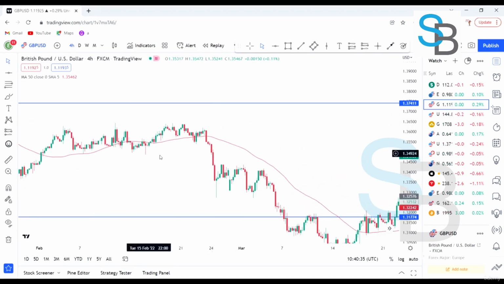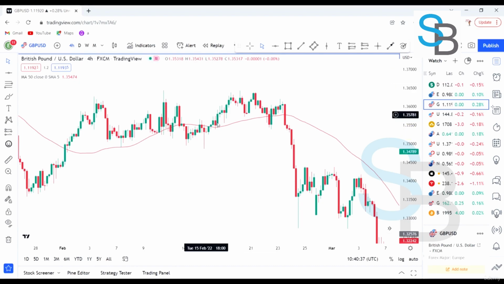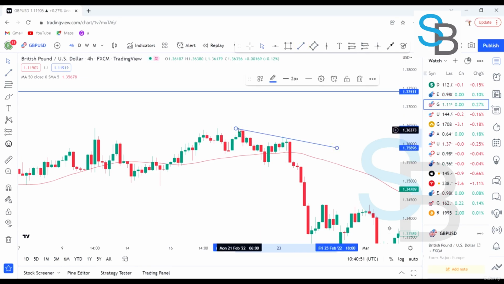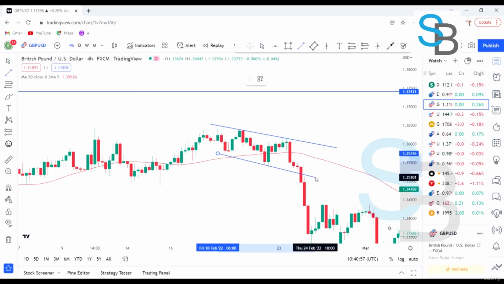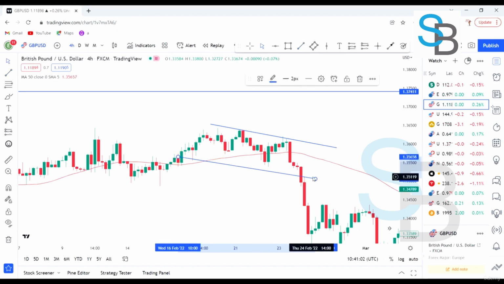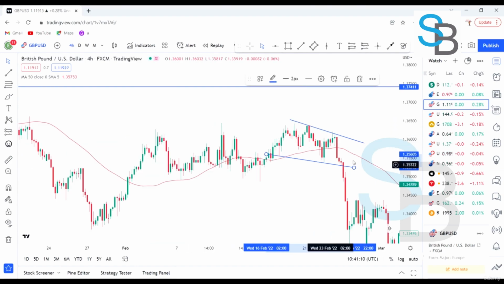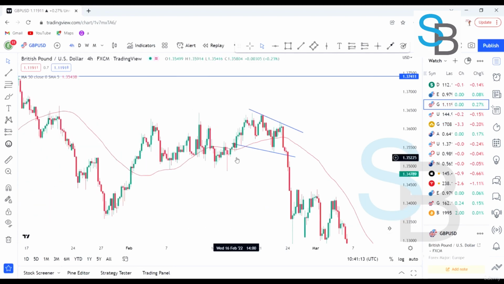This is another place you could enter. For here, I think I can see a double top or double bottom or triple top. Or maybe we could even draw a trend line like this. So this could be it, and prices broke and continued selling.